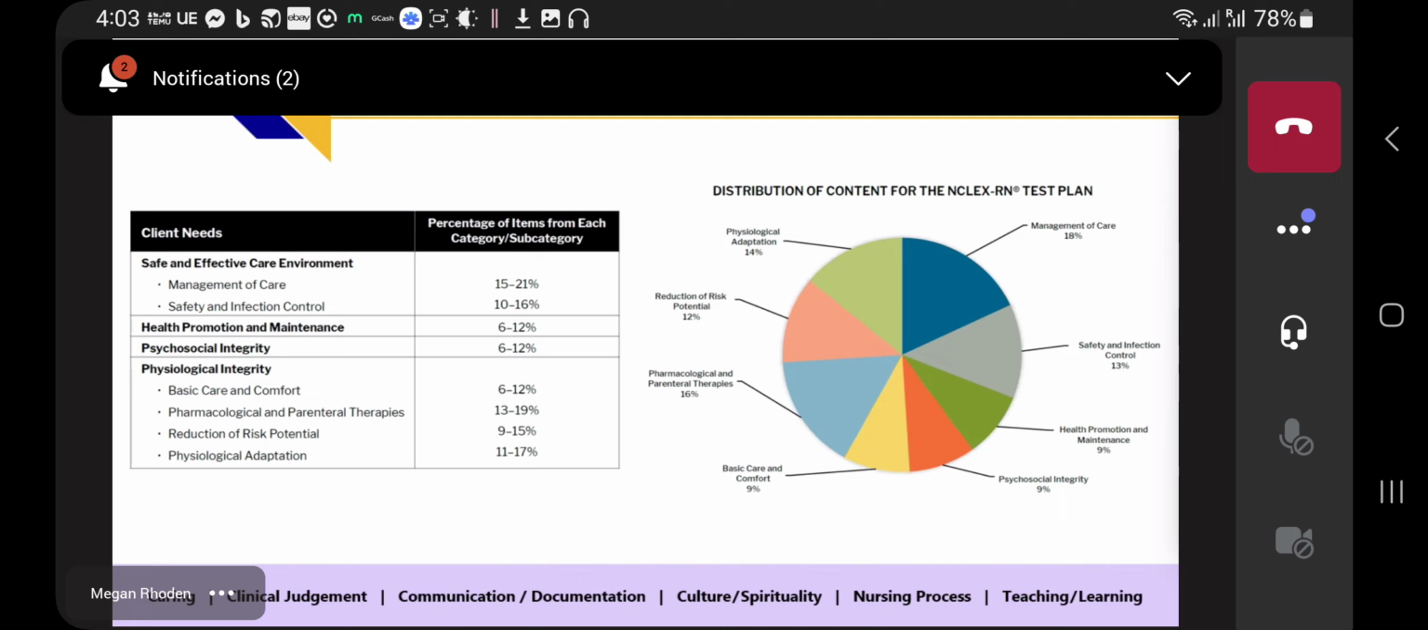Now you can see how all of that breaks out in a pie graph as evidenced on the right-hand side of the screen with the different colors. So you can see some of them are larger. Management of care is at roughly 18%, whereas some of them are smaller. Basic care and comfort is about half of that at 9%.